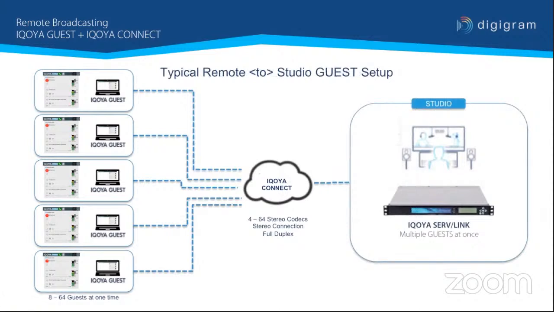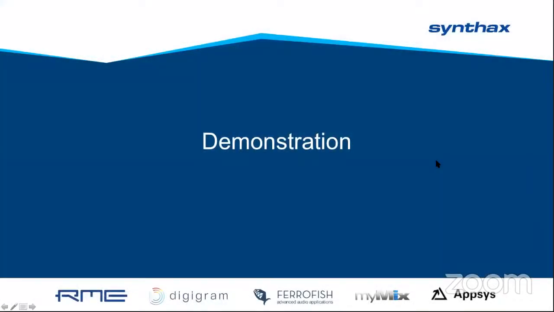So it might look something like this in a typical remote-to-studio guest setup. Each one of these people has a unique Akoya Guest link that comes into a specific channel of the Servlink, and that is managed and dealt with here. So I would like to do a little demonstration of what this looks like and how it feels as a user of Akoya Guest.